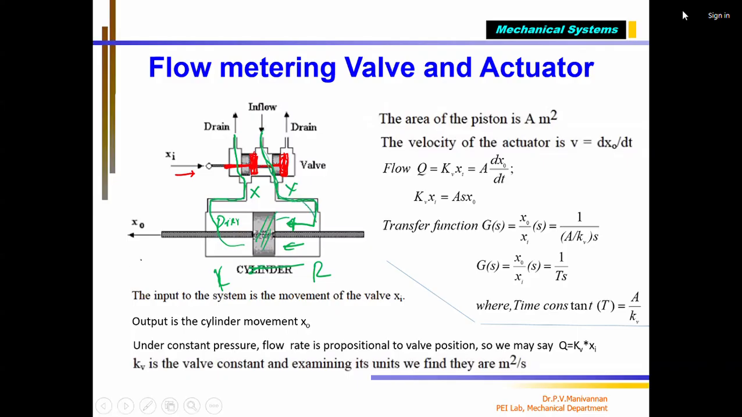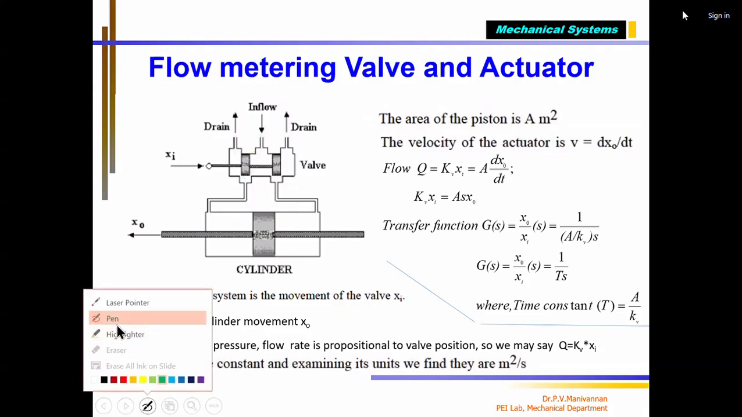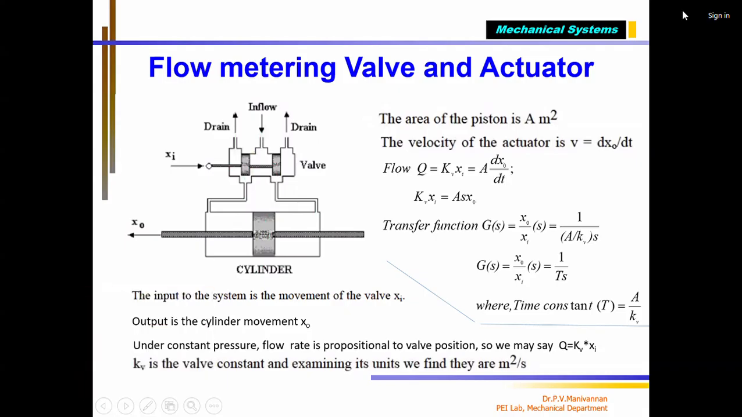Now, if I want to move the piston from left to right, what do I have to do? Very simple. I will move the spool valve like this, that means by applying a force in this direction. There's a displacement in this direction, and my spool valve moves like this.